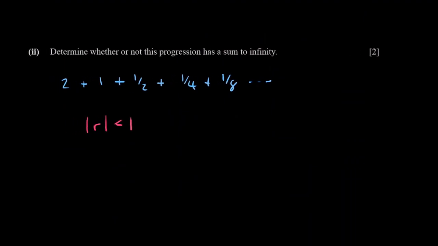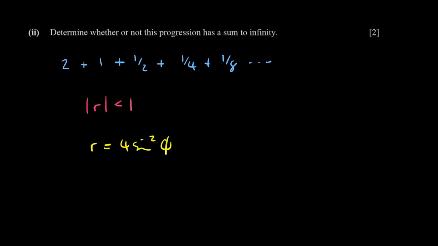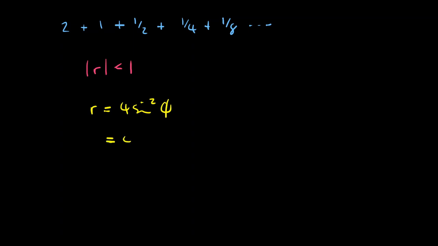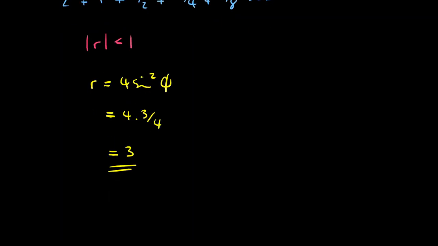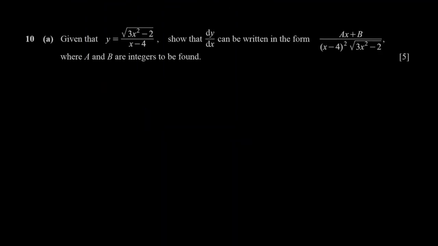So our common ratio r was 4 sine squared phi, and sine squared phi was 3 upon 4, so we can write 4 times by 3 upon 4. What we get there is 3. Well, if the common ratio is 3, that's a number that's bigger than 1, therefore we do not have a sum to infinity, because the terms are not getting smaller, and therefore we do not have a convergent series. Okay? All right, then here we are in question 10.